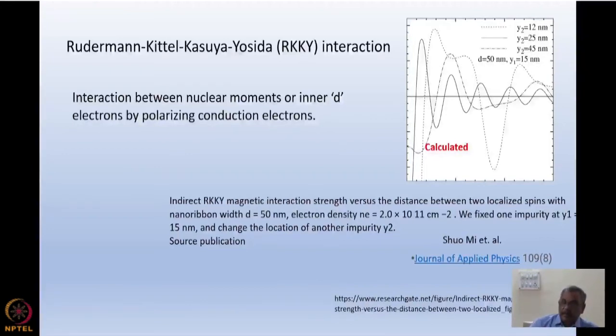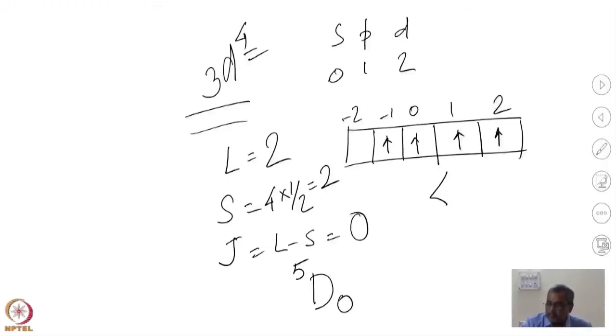Now there is one more very interesting interaction known as the Ruderman-Kittel-Kasuya-Yosida interaction, RKKY more commonly. Here the interaction between two magnetic sites is by polarizing conduction electrons. This interaction was discovered when people did not understand the nuclear lines, and it is basically that one nuclear spin can polarize the nearby conduction electrons, and that can further force another nuclear spin to align in some way. Here, instead of nuclear spin, we are talking about inner d electrons. So I will try to give you a pictorial representation of this interaction.